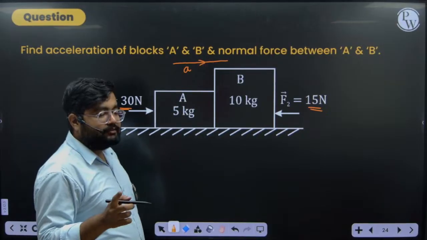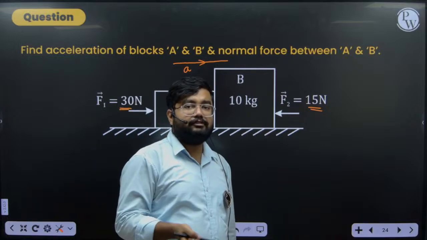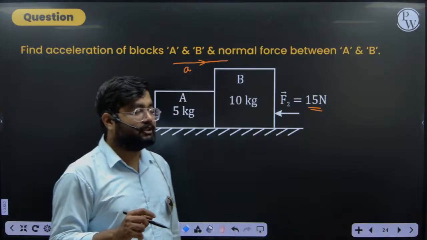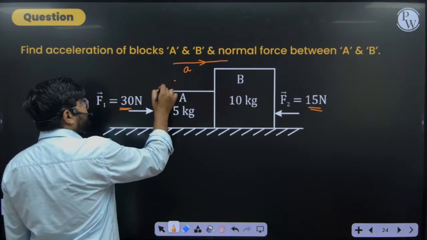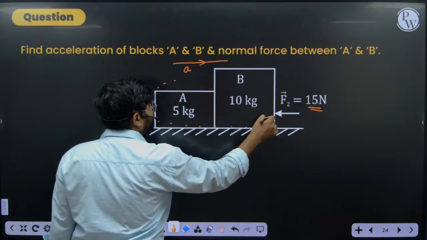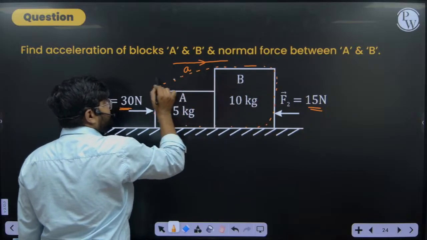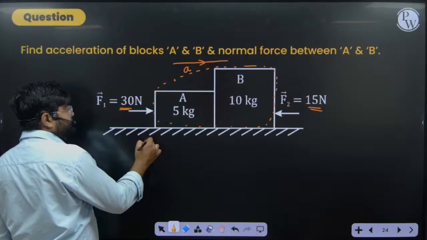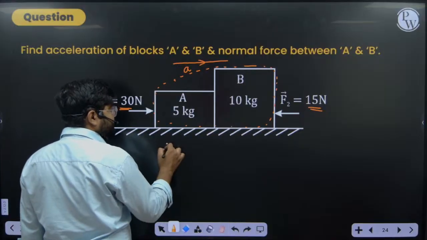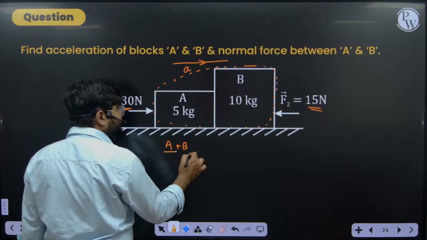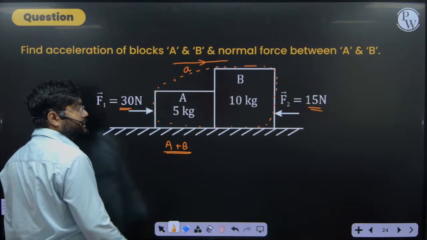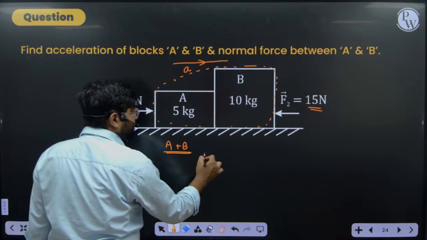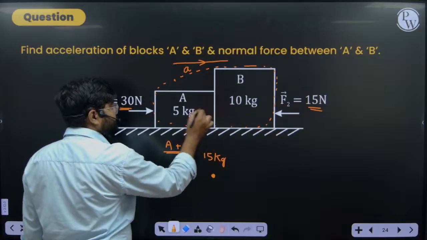One method is we draw the FBDs, write the forces, write the equations and solve it. But in entrance exam, we have less time. So let me tell you a shortcut for this. For acceleration, there is a very good shortcut. Consider this like a system, as a single body. Then A plus B is a single body. How much kg does it become now? 15 kgs. 10 plus 5, 15.